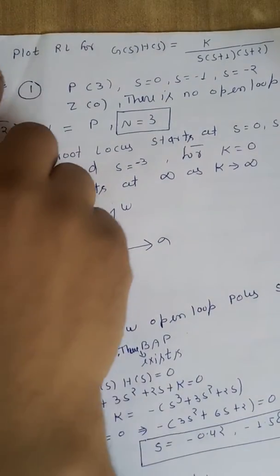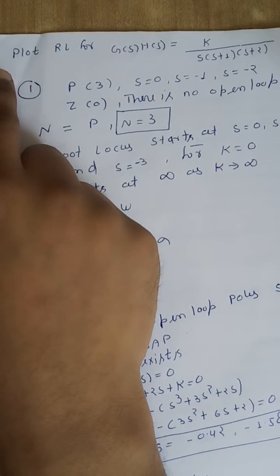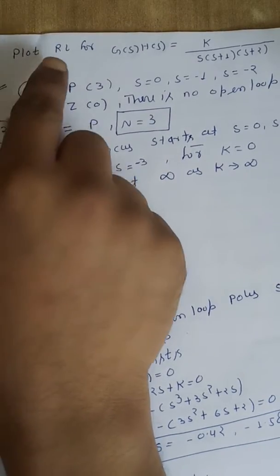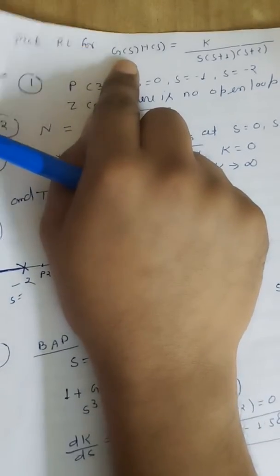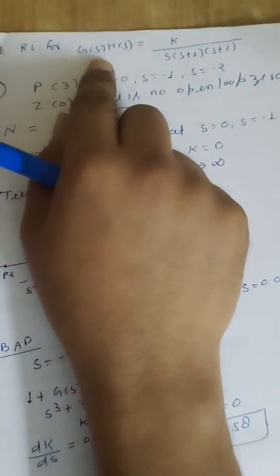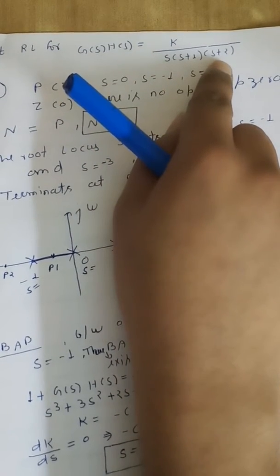So welcome back. In this video we will discuss one numerical. According to the numerical, we want to plot the root locus for the given open loop transfer function. Here we have open loop transfer function G(s)H(s) equal to K over s(s+1)(s+2).